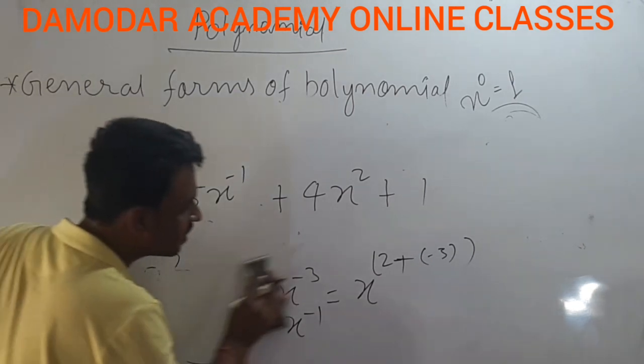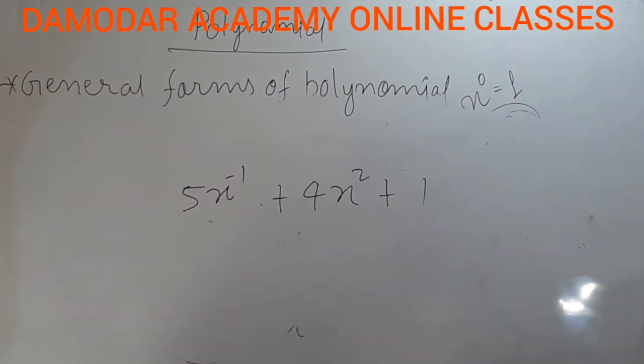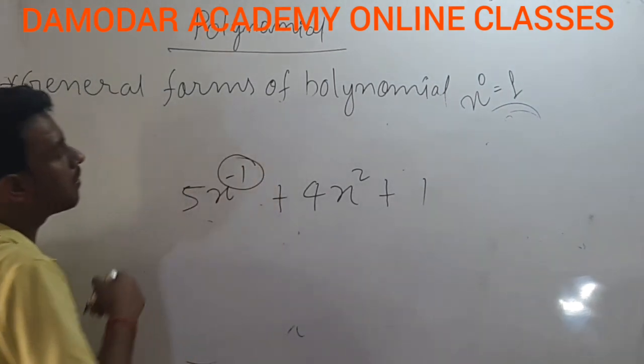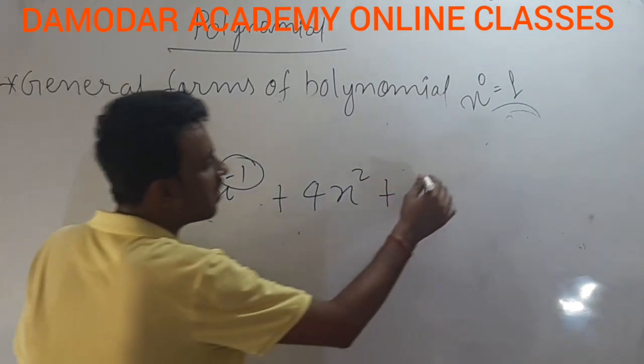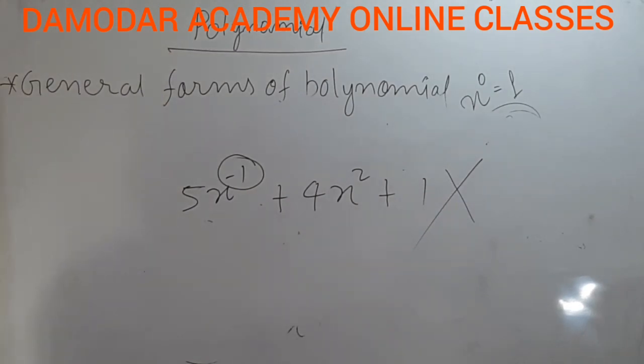My dear students, this is not a polynomial. Why? Because the power of the variable is not a whole number. It is a negative integer. So this algebraic expression is not a polynomial. Okay?